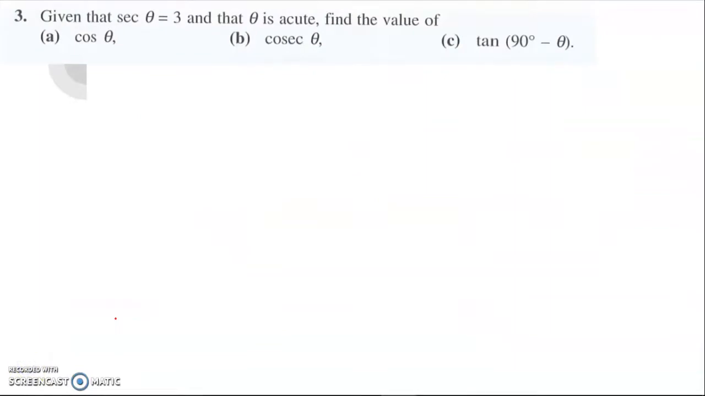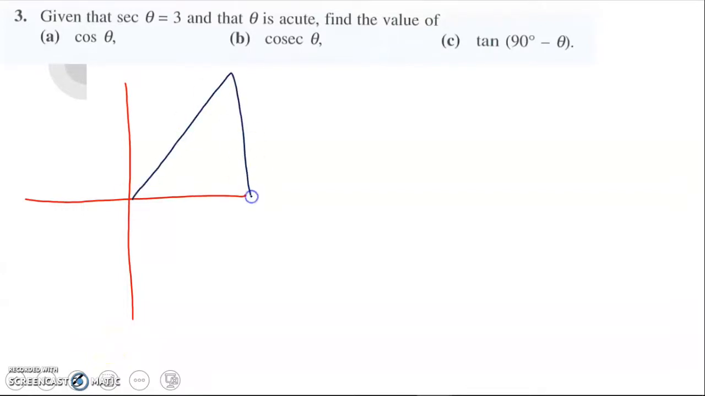Alright, number 3. Number 3 has secant theta is equal to 3, and theta is acute. So we already know it is going to be in Q1. So, alright, we are given secant. Remember what secant actually is. Secant is just the inverse of cosine. Okay, so that 3 turns into 1 over 3, which is adjacent over hypotenuse.